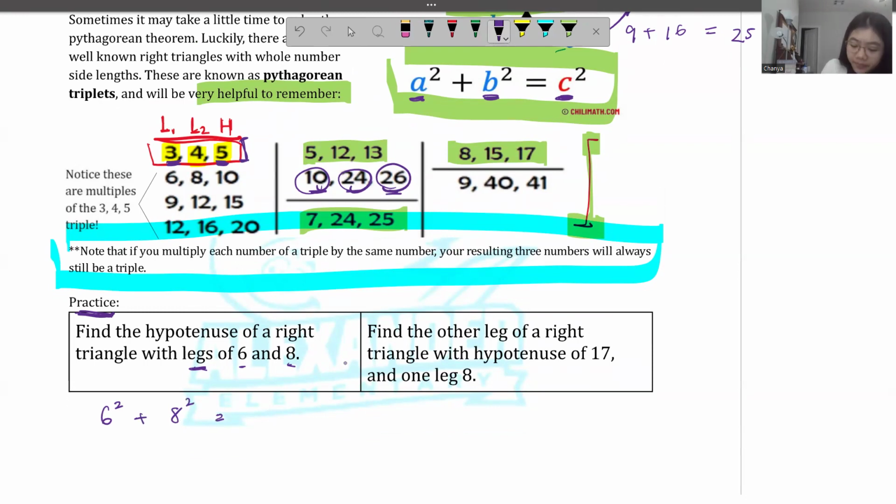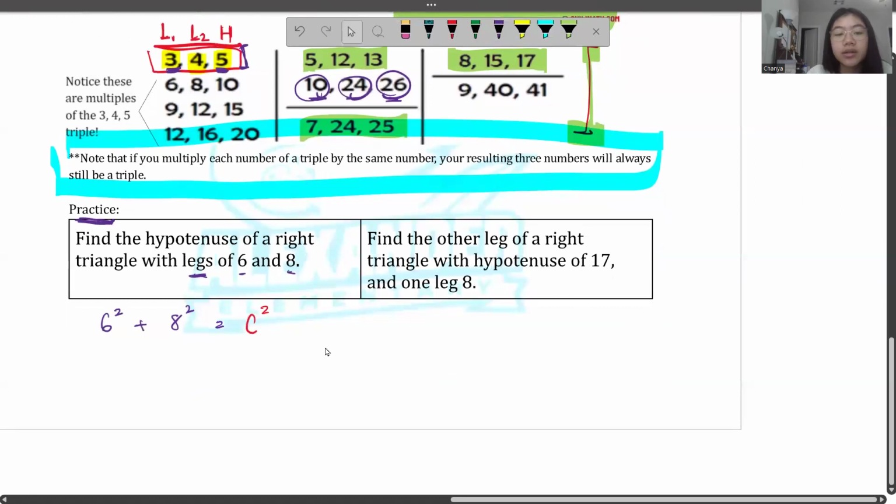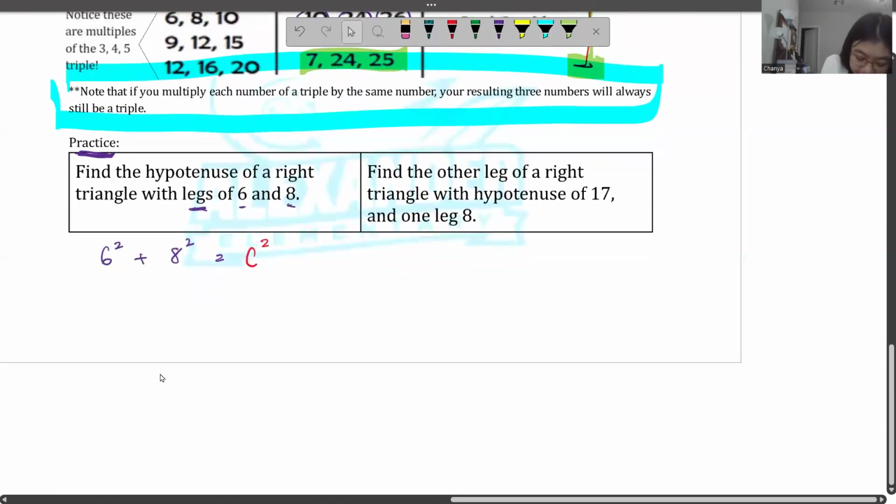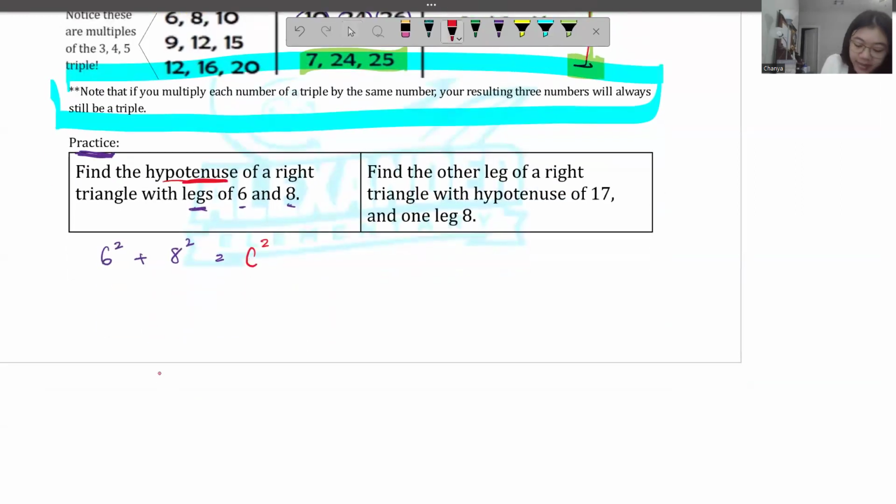which we don't know. But I'm going to make this C. I'm going to represent this by C, right? Because that's how it's represented in the theorem. So 6 squared plus 8 squared equals C squared. And you want to solve for C because you want the hypotenuse, which is represented by C.